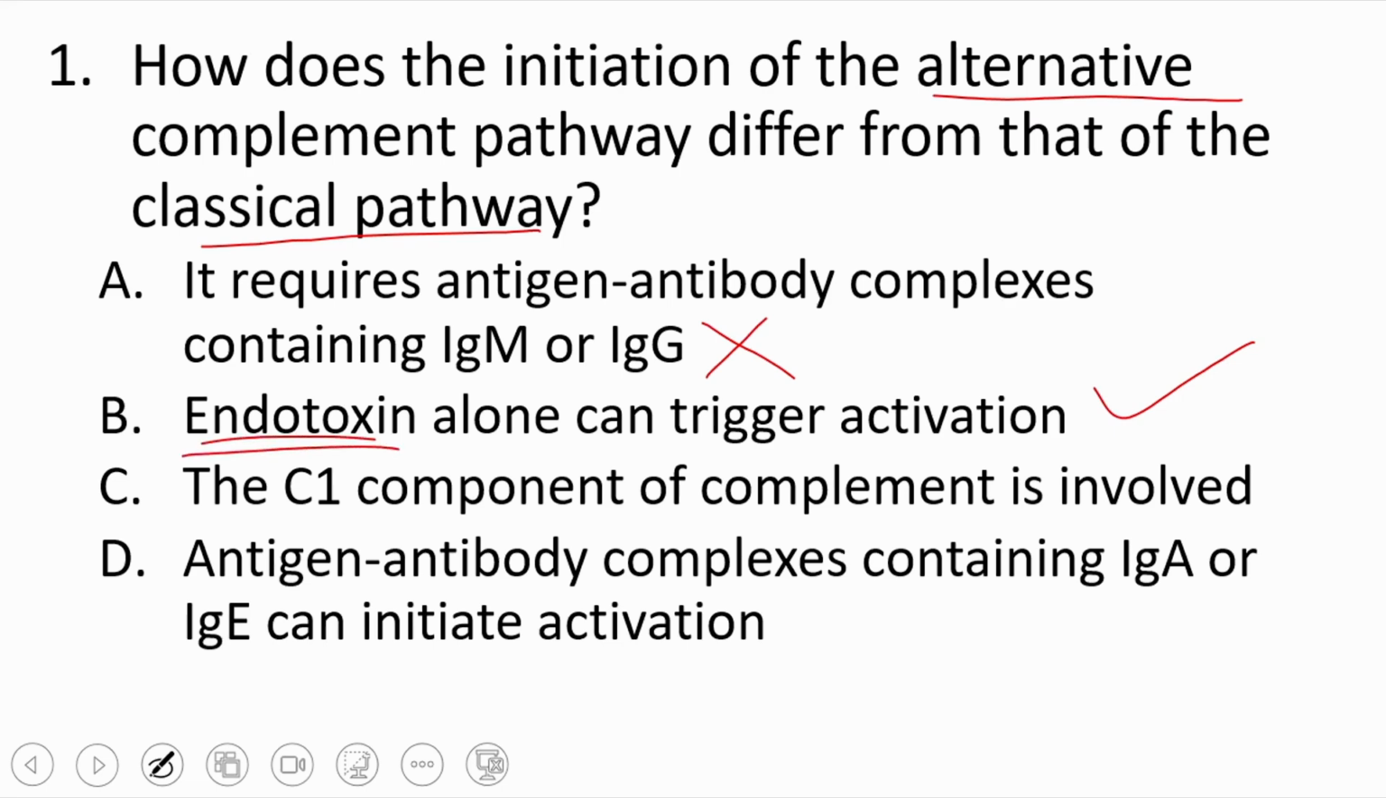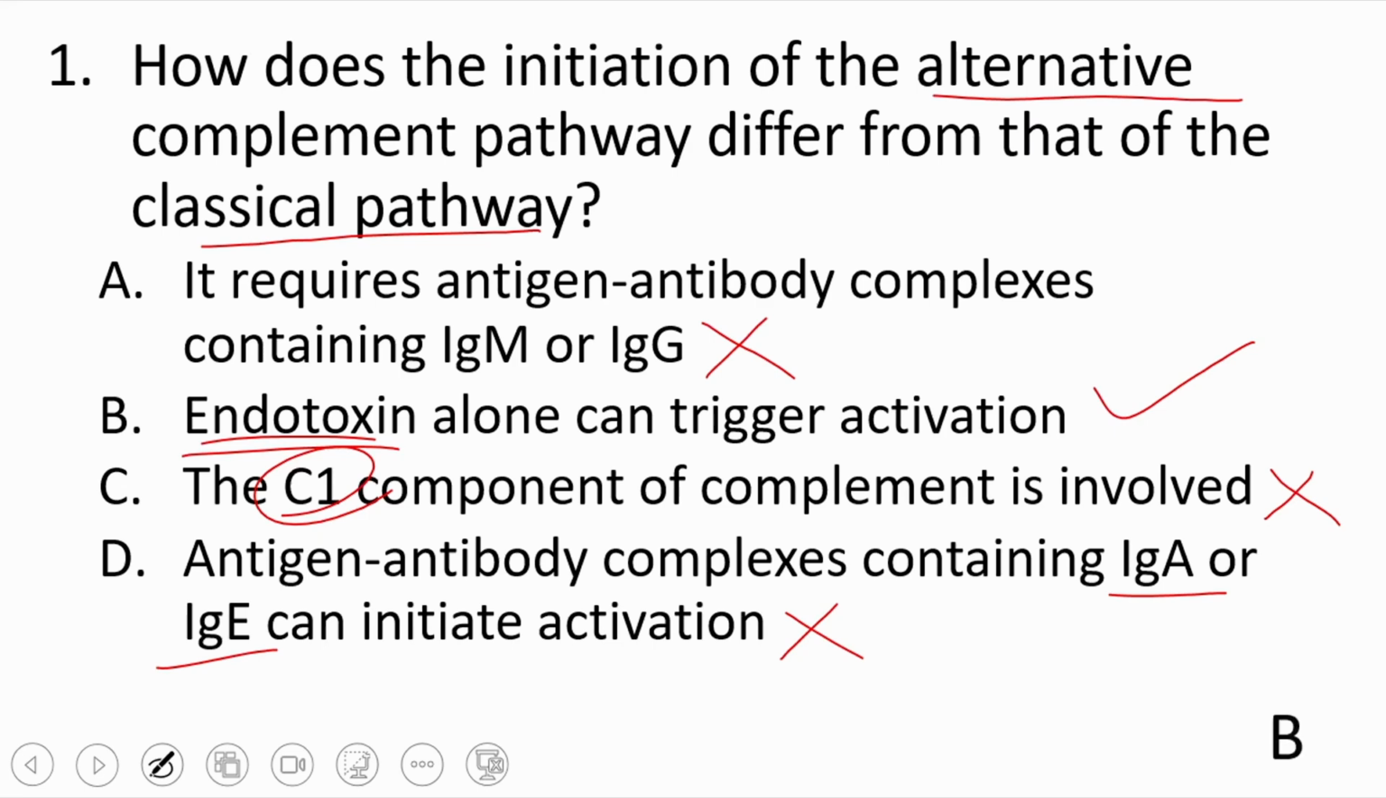The C1 component of complement is involved. No, in the alternative pathway we don't require C1. It's replaced by other components. And antigen antibody complex containing immunoglobulin A and immunoglobulin E can initiate the activation. Well, technically speaking, immunoglobulin A and immunoglobulin E will not participate in the complement pathway activation. So this is wrong completely. So let's see the answer.